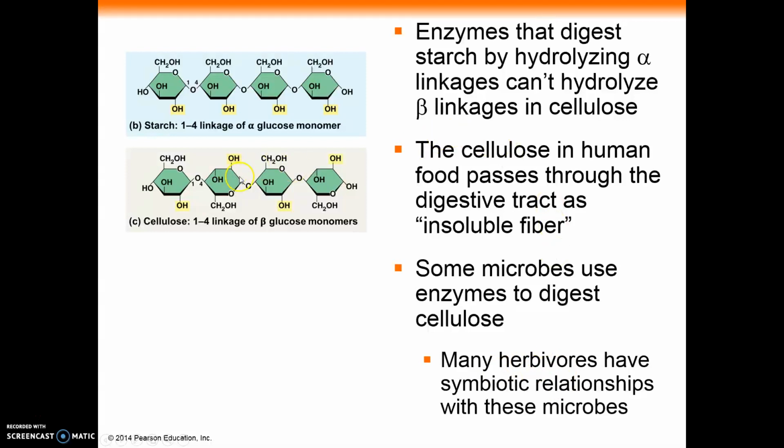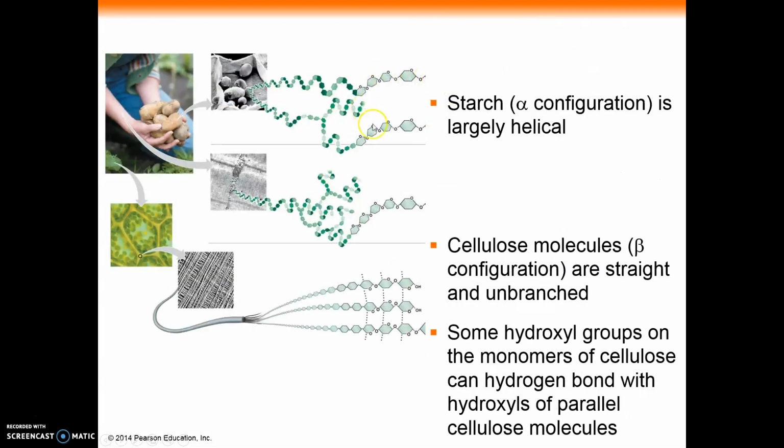Now, this structural difference of alpha versus beta linkage can also have other repercussions. Okay, so starch and glycogen, if you look at it, form these kind of helical structures. So here we have a helical type structure. It branches here, but then it goes back into a helical. We see the same thing with glycogen.